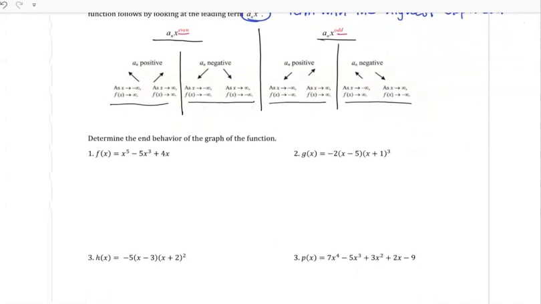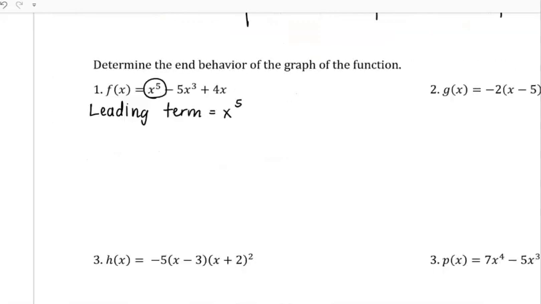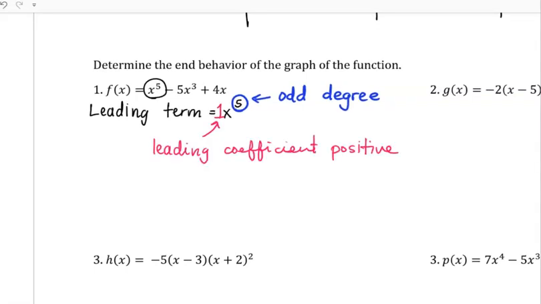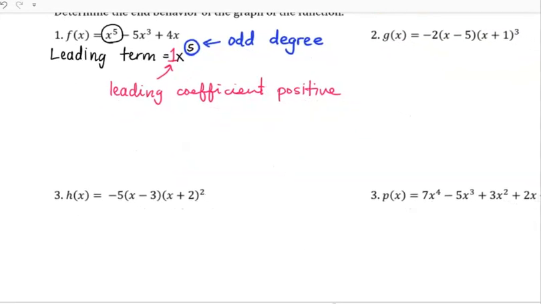So let's look at an example. Looking at example 1, here I can see that the leading term is x to the 5th. In that leading term, the exponent is odd. It has an odd degree, and the leading coefficient is positive. So now that we know that we have an odd degree and a leading coefficient that is positive, I'm looking over here where the degree is odd and the leading coefficient is positive. When that's what's happening, the end behavior will look a lot like x to the third, with an odd degree and a positive leading coefficient.